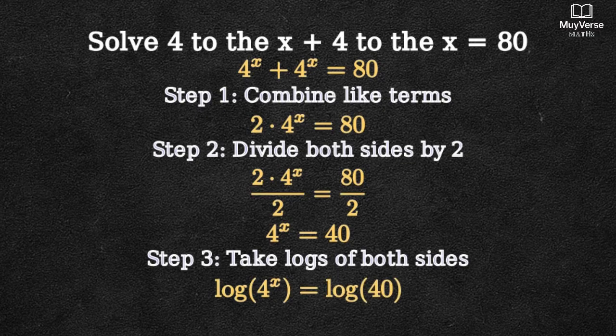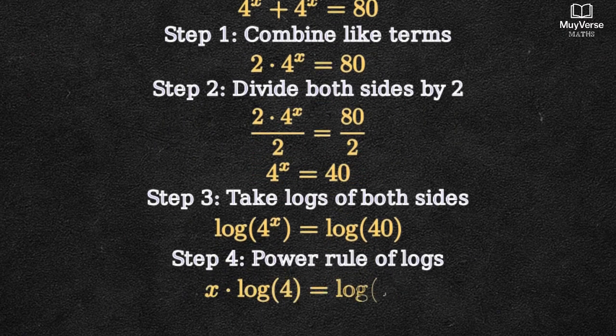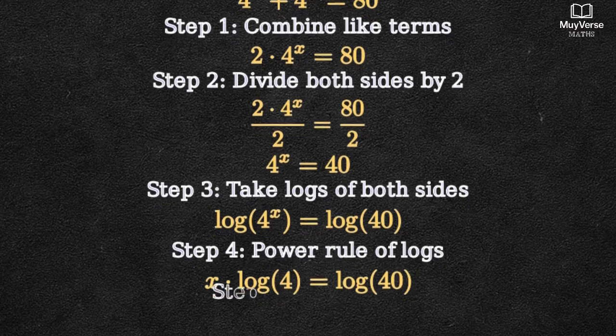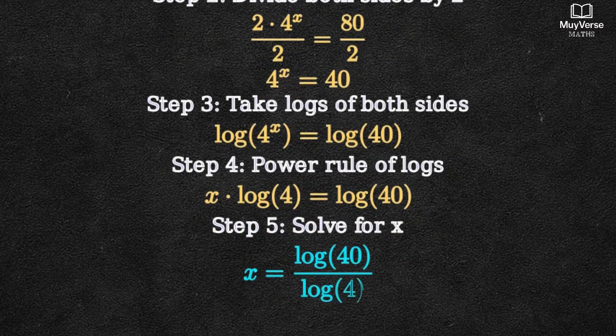Step 4. Use the power rule for logarithms. The exponent comes down in front. That gives x times log of 4 equals log of 40. Step 5. Isolate x. Divide both sides by log of 4. We get x equals log of 40 divided by log of 4.